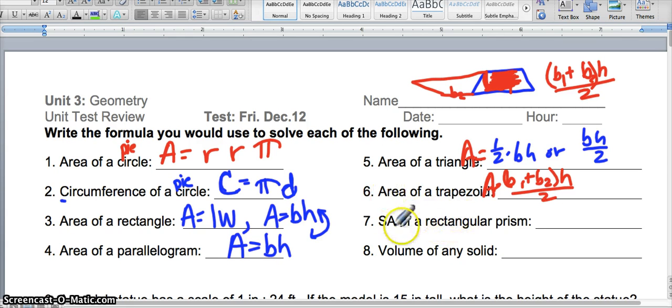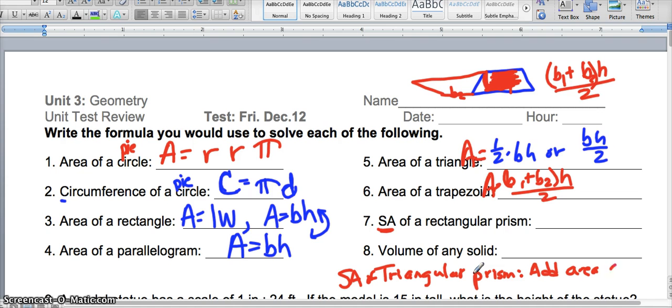Surface area of a rectangular prism. Now, some of you were trying to use this formula for a triangular prism. Triangular prisms, if you want the surface area of a triangular prism, I told you there's not a good one. It's awful. So what you need to do is add the area of all the faces. You find the area of the front, the back, the left, the right, and the bottom, and you add them all up. Surface area of a rectangular prism is the one we related to Noah's Ark.